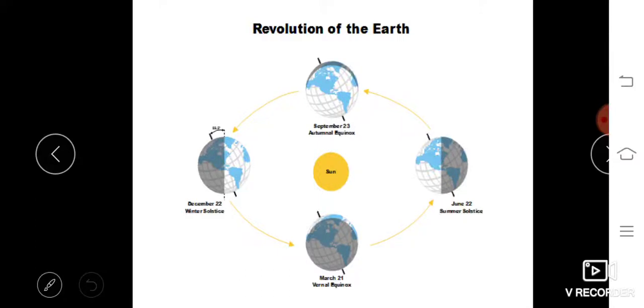The topic is Revolution of the Earth. It is a subtopic of the chapter Motions of the Earth, Classic Social Science Geography. First of all, we should know what is revolution. Revolution is the movement of the earth around the sun.